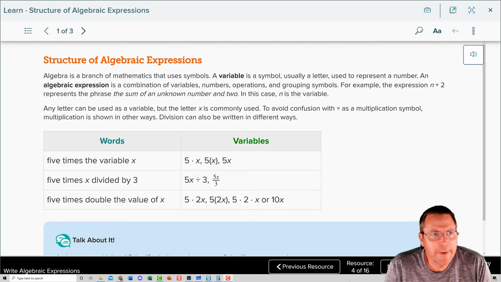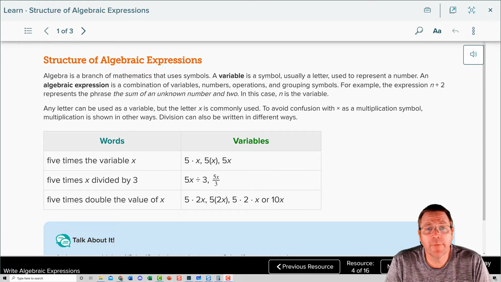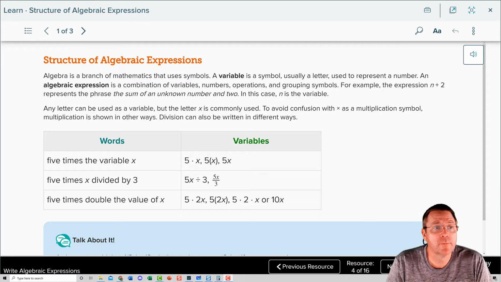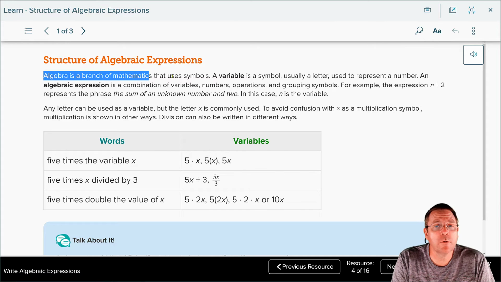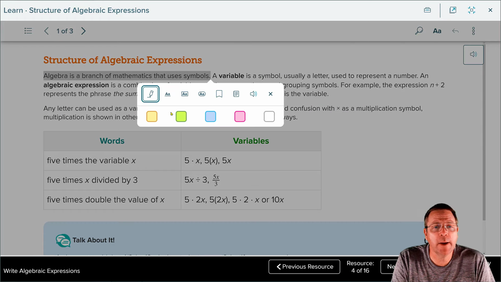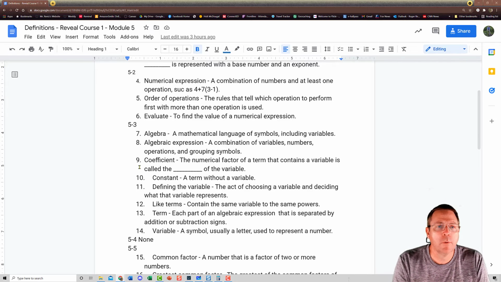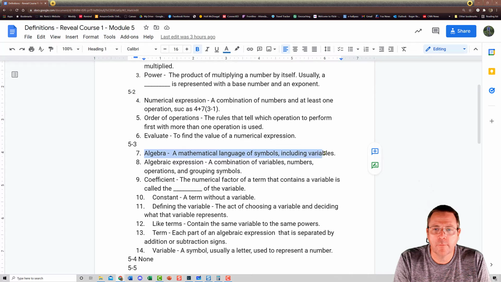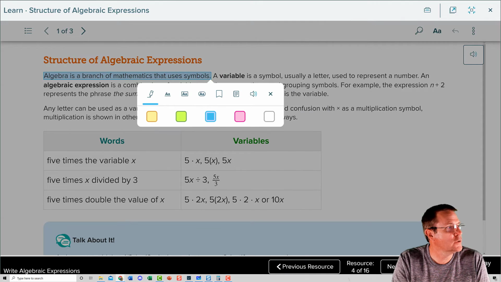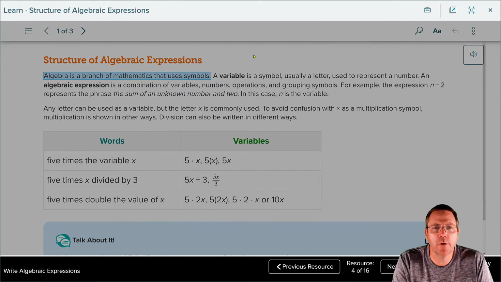But I think we've spent enough time playing with blocks. Now we're going to take and actually start applying this to numbers and variables. Algebra is a branch of mathematics that uses symbols. That sounds like a vocab word, term right there. I think we might even have that one in our list. Let me see. Well, would you looky right there? The first definition I have listed for this lesson is algebra. Of course, you're going to have a lot more definitions than that on your upcoming vocab quiz, but that's the first one.